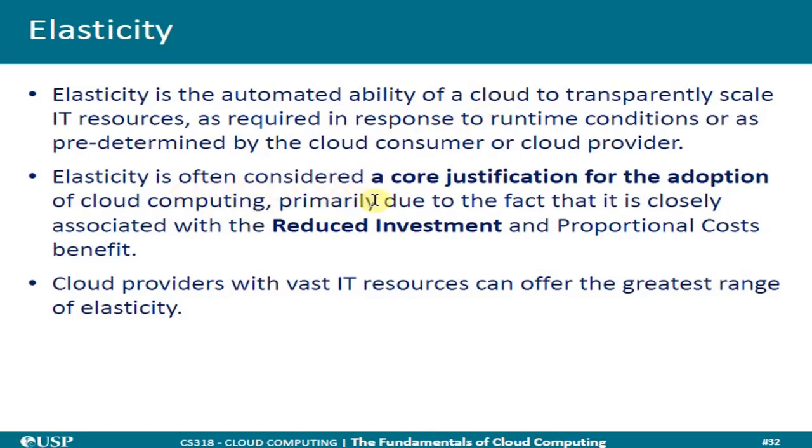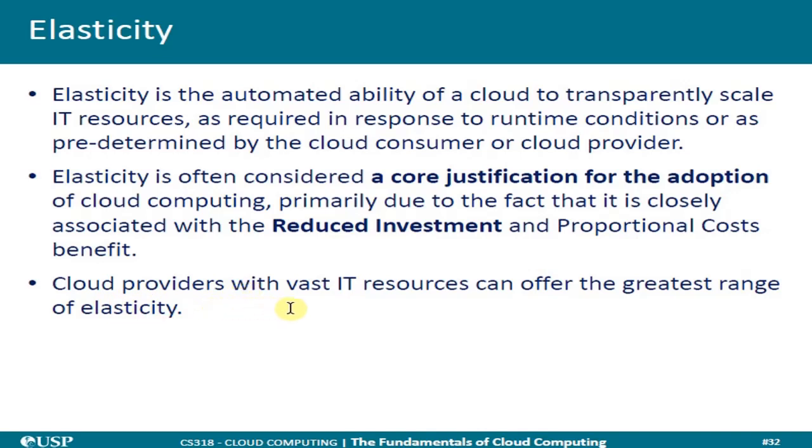Elasticity is often considered a core justification for the adoption of cloud computing, primarily due to the fact that it is closely associated with the reduced investment and proportional cost benefit. Right? So basically talking about not wasting, so only signing up for what you need, which reduces the user's expense. Cloud providers with vast IT resources can offer the greatest range of elasticity, right? So I hope you can understand why this would be so.